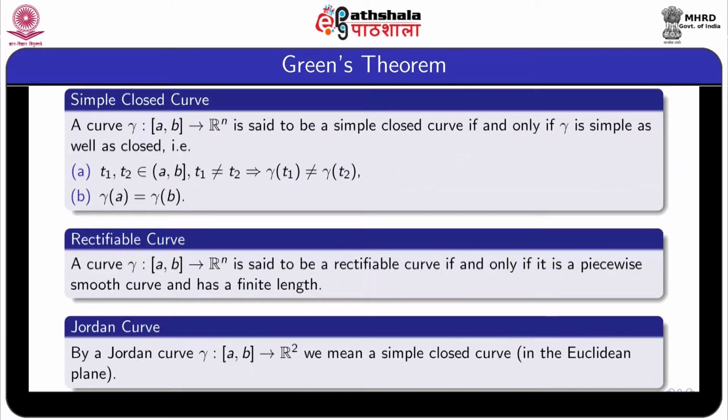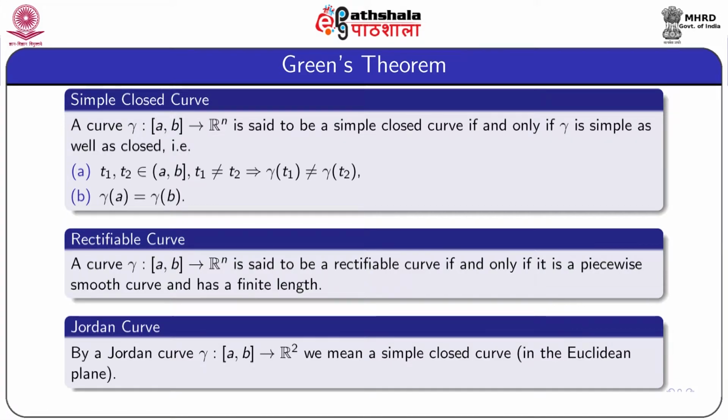Simple closed curve. A curve gamma from AB to Rn is said to be a simple closed curve if and only if gamma is both simple and closed. That is, for different T1 and T2 from the domain, we must have gamma T1 and gamma T2 are different, and secondly, gamma A must be equal to gamma B.